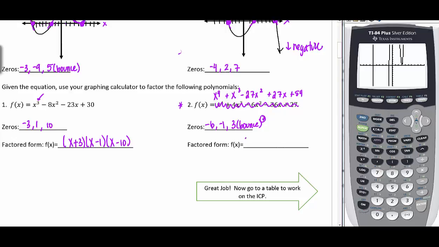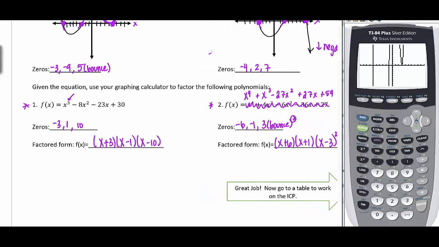So remember, our factors are opposite, so x plus 6, x plus 1, and x minus 3. But we need to square that x minus 3 because there's a bounce. So anytime there's a bounce, you have to square it. Imagine if we go back to this problem right here, and I wrote out the factors. I have x plus 3, x plus 9, and then x minus 5 squared. And I'd square the 5 because there's a bounce.